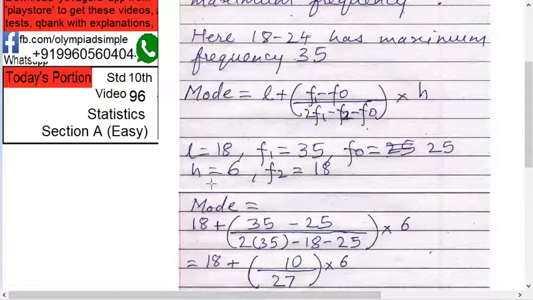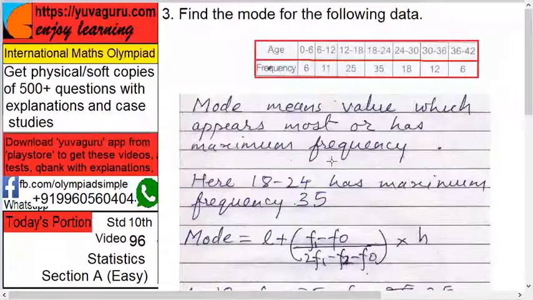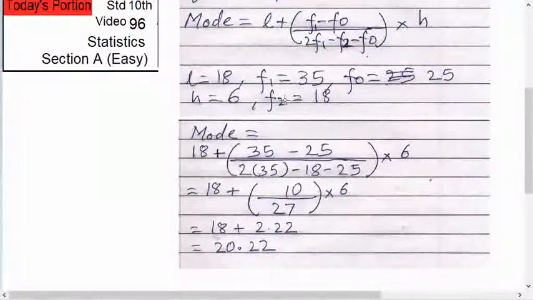H means what? The difference in the frequencies. That will always be constant in the interval basically. So 6 difference in the interval. 6 minus 0 is 6, 12 minus 6 is 6, 18 minus 12 is 6. So it will always be common. So H is common. And what is F2?